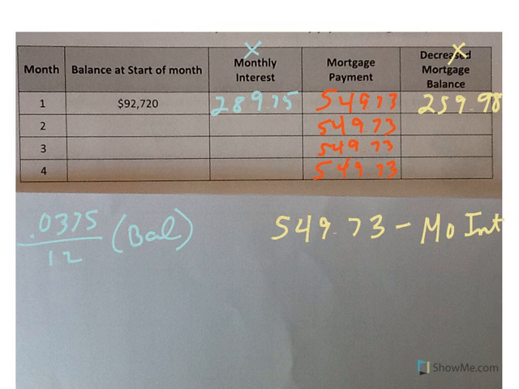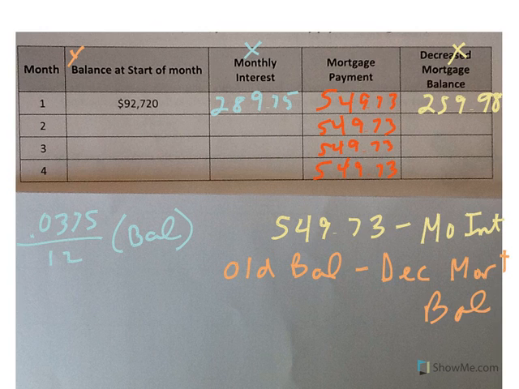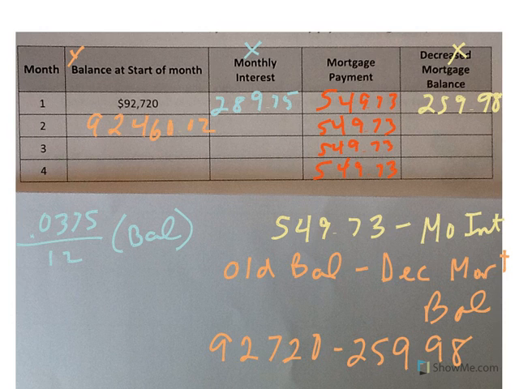So leading over, we'll do this one in light orange, the balance at the start of the month. We took the old balance minus the decreased mortgage balance. All right, we took for this example 92,720 minus 259.98. And that gave us 92,460.02. And so then we just do the same thing again.